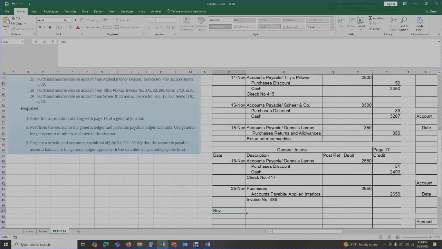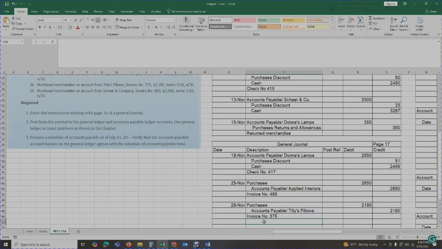On the 26th, you purchase more merchandise on account, once again from Tilly's Pillows, invoice 375 for $2,180 with terms 2/10, net 30. So what did we do? We have a purchase, so we're going to debit our purchases in the amount of $2,180. And it's on account, so I'm going to credit my accounts payable for Tilly's Pillows for $2,180, and this is for invoice number 375.